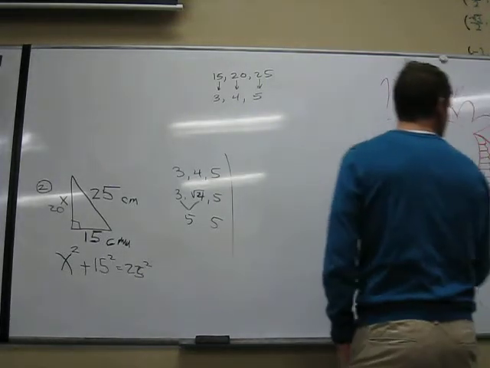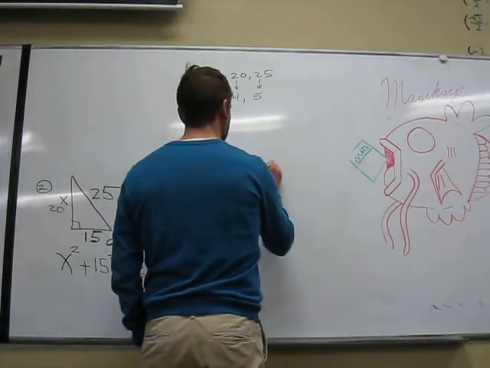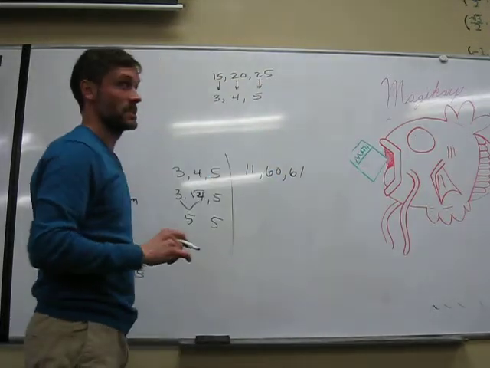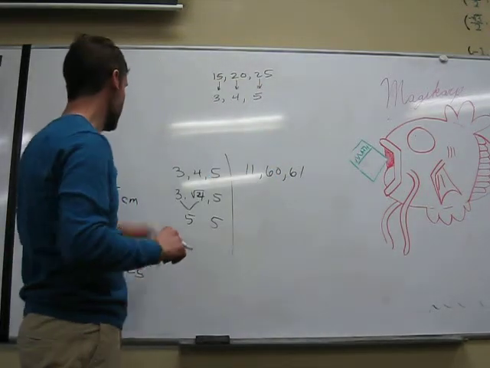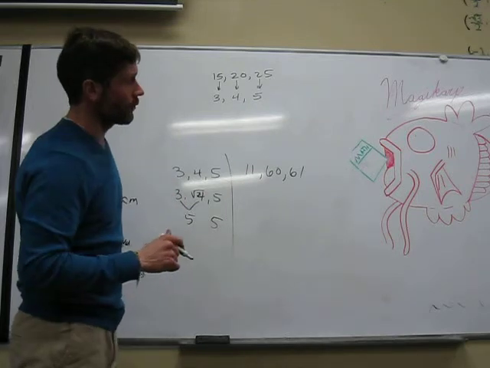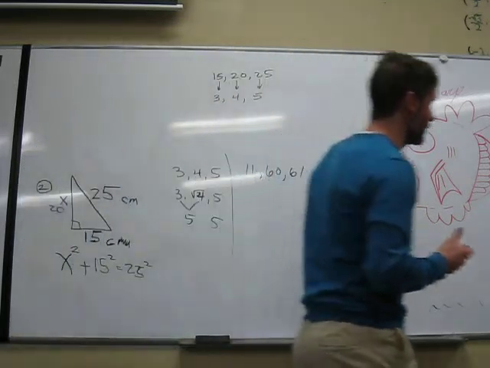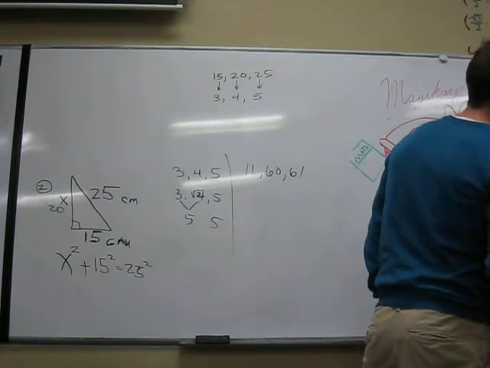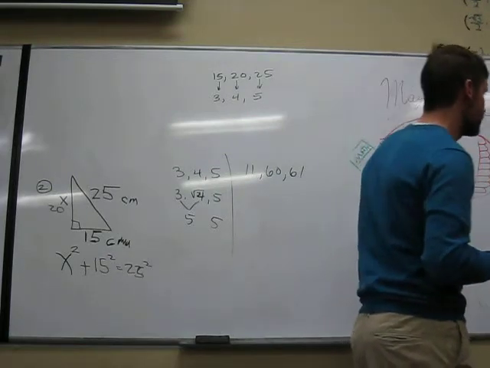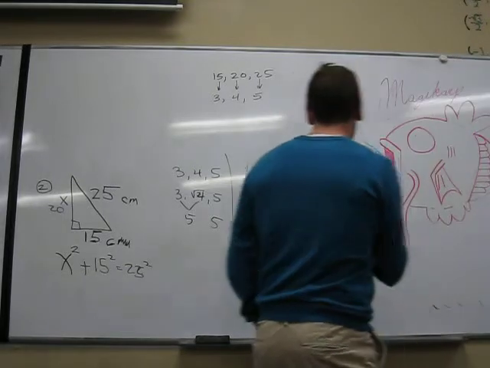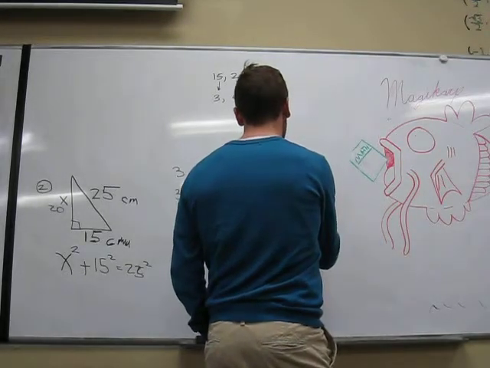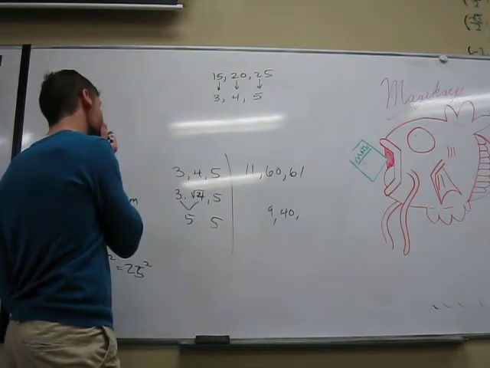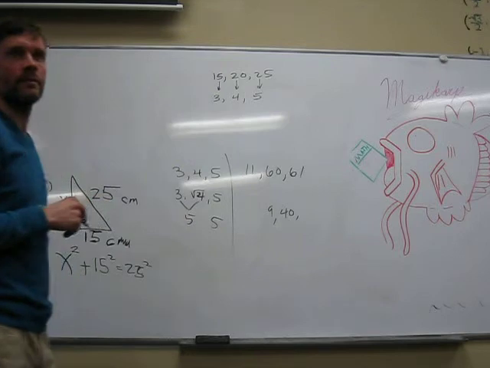That's okay, 11, 60, and 61. Oh yeah, that's true. But that's interesting that worked. It only worked if the middle number was a perfect square, right? Because it won't work for 15, 20, or 25. Yeah, it would. Just take the square root of 25, 5 plus 15 is 20. But you said to take the square root of the middle number.